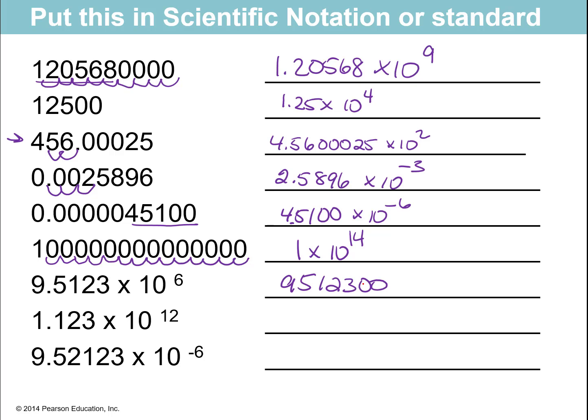How many places would I go with this one? So how many zeros at the end? 9. 9, 1, 1, 2, 3, and then 1, 2, 3, 4, 5, 6, 7, 8, 9. And then this last one.